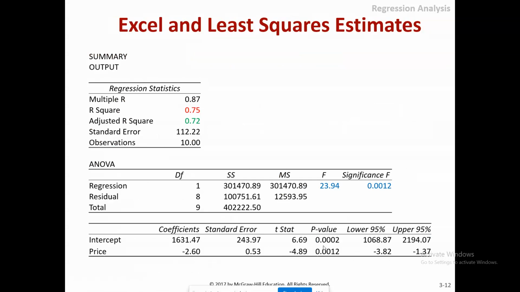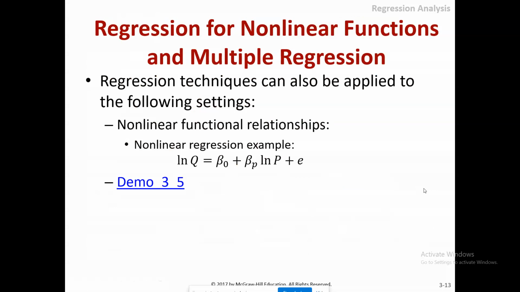Okay. So we can say an F statistic of 23.94 is pretty big. To further validate that it is a significant, good fit, we can check the significance of F, also called the p-value. We can see this is 0.0012. It is smaller than 5%, smaller than 0.05, so it means it's significant. It's an overall good fit.